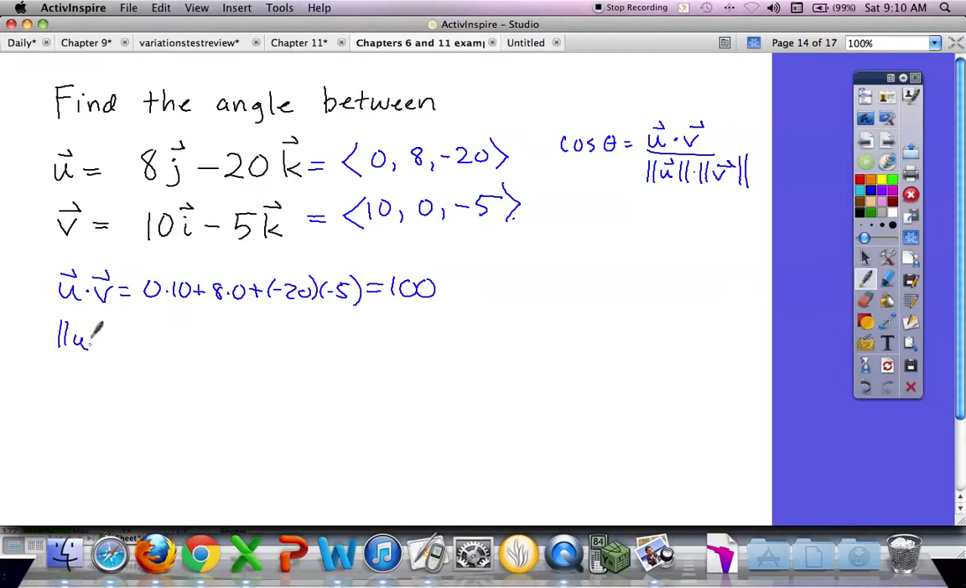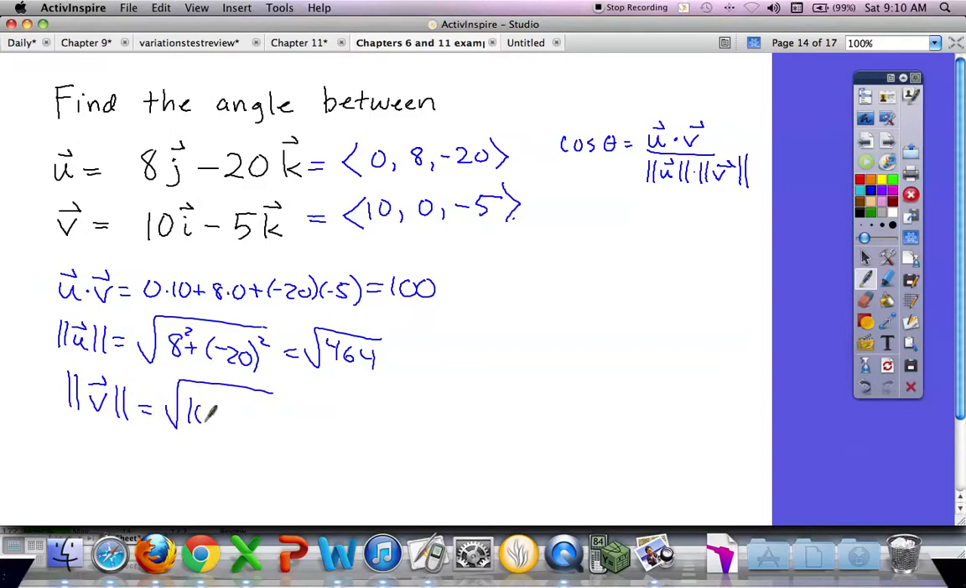The magnitude of u is the square root of 8 squared plus negative 20 squared, which is the square root of 464. And the magnitude of v is the square root of 10 squared plus negative 5 squared, 100 plus 25, so the square root of 125.